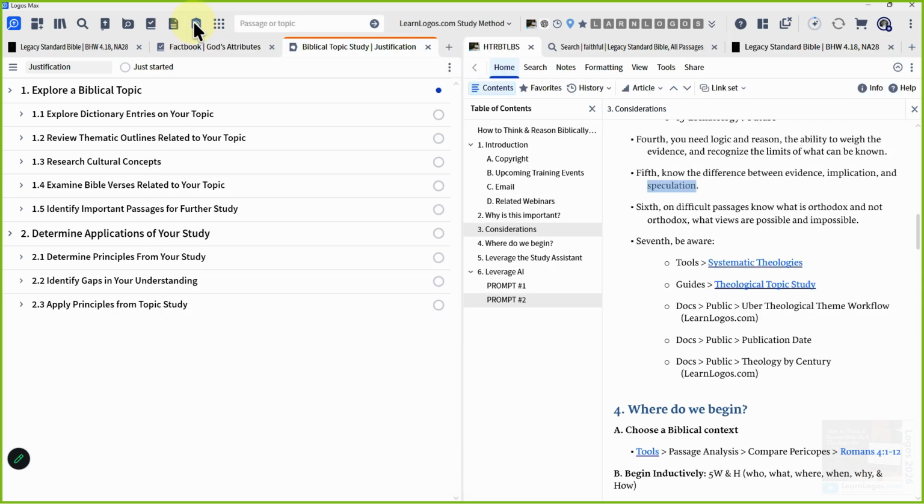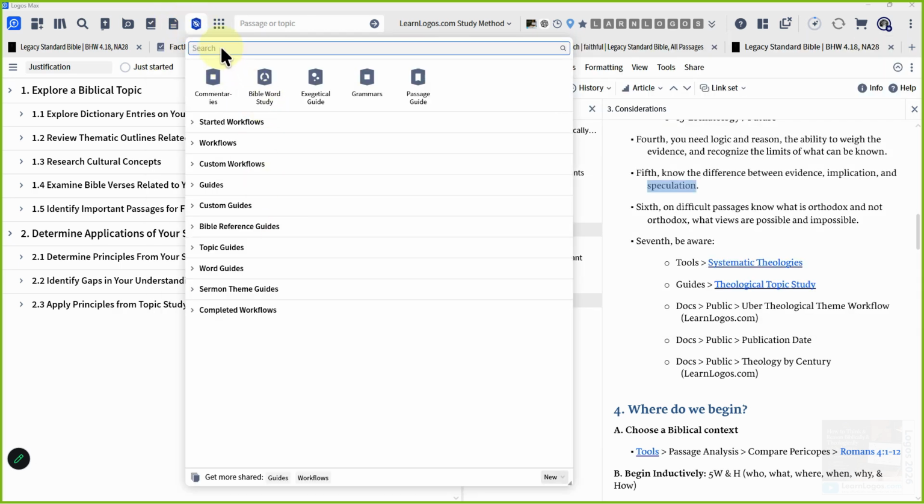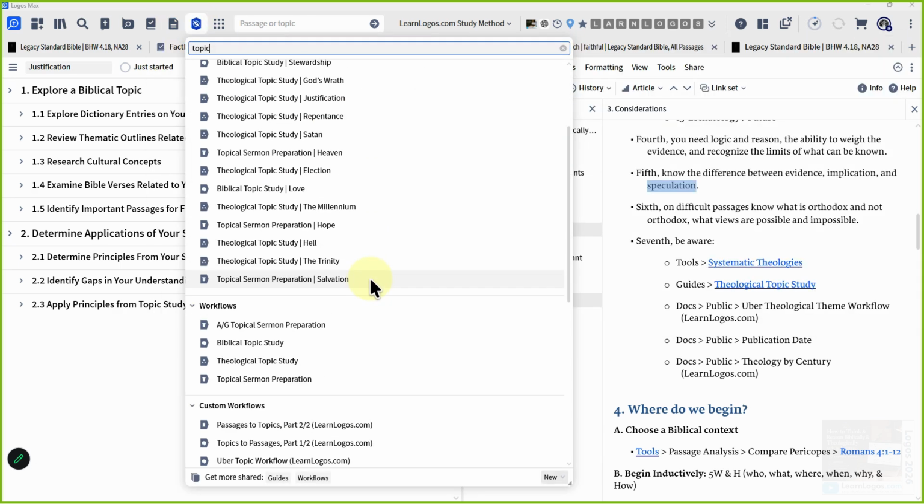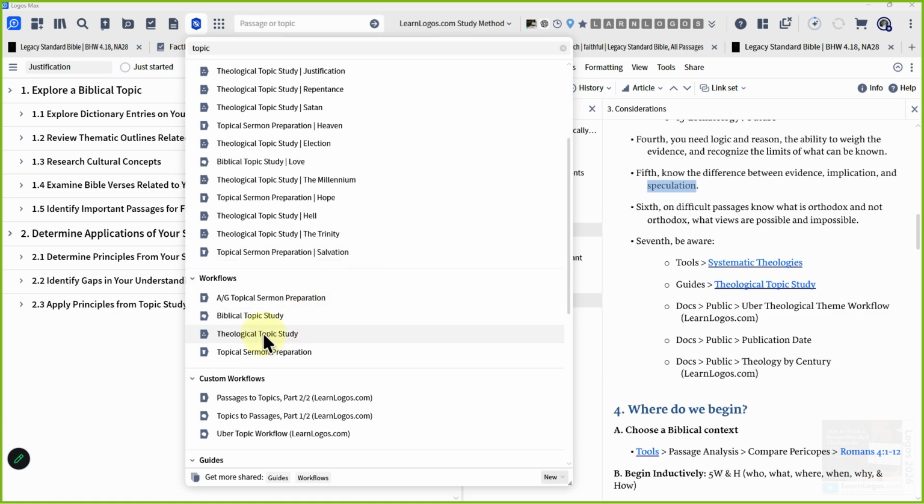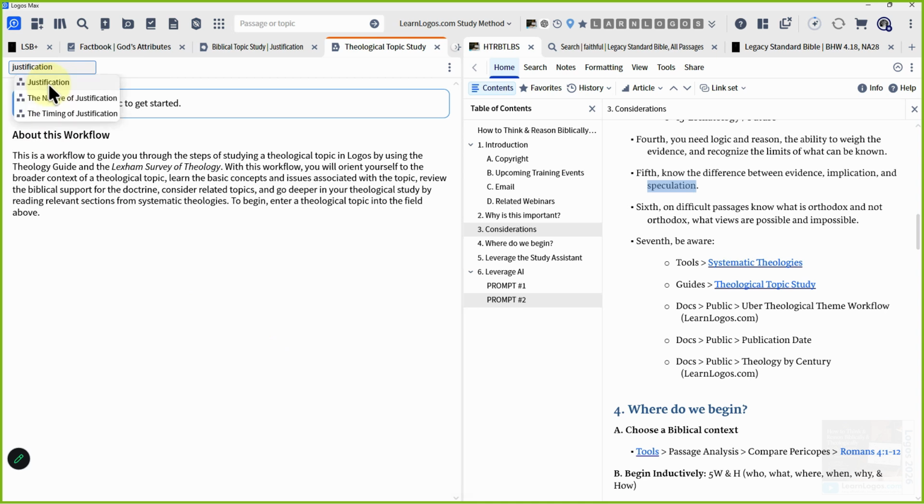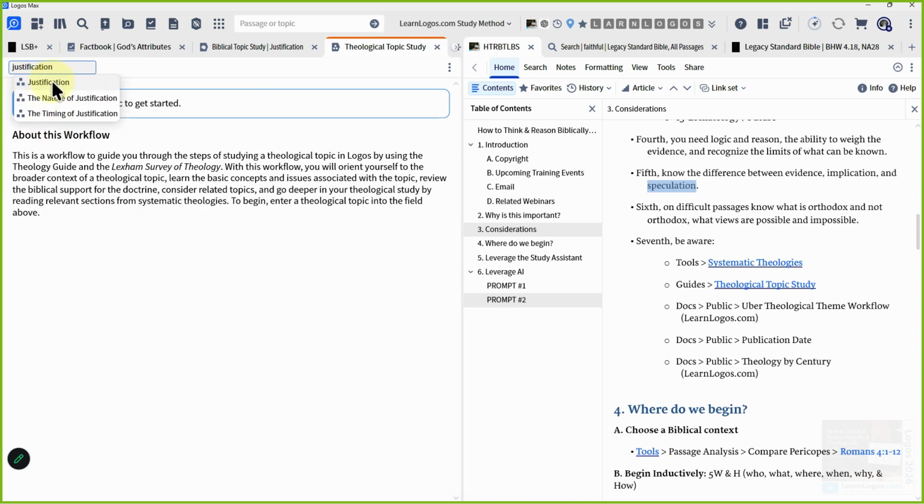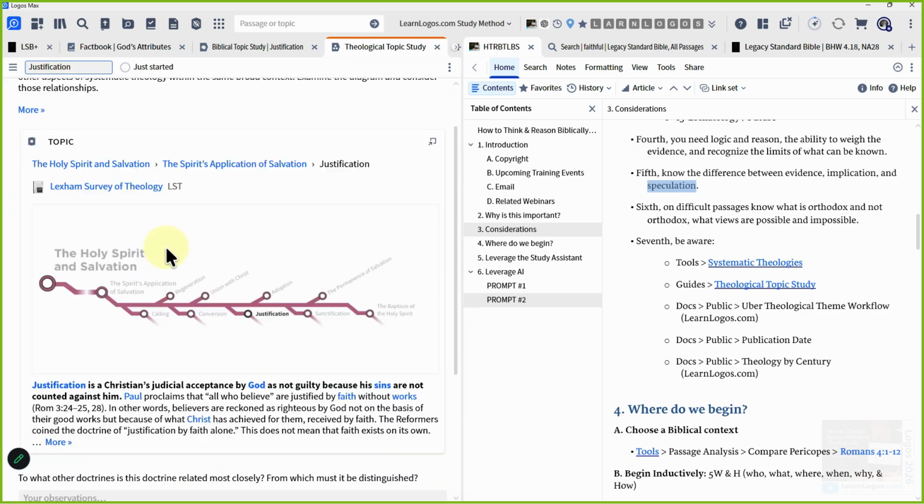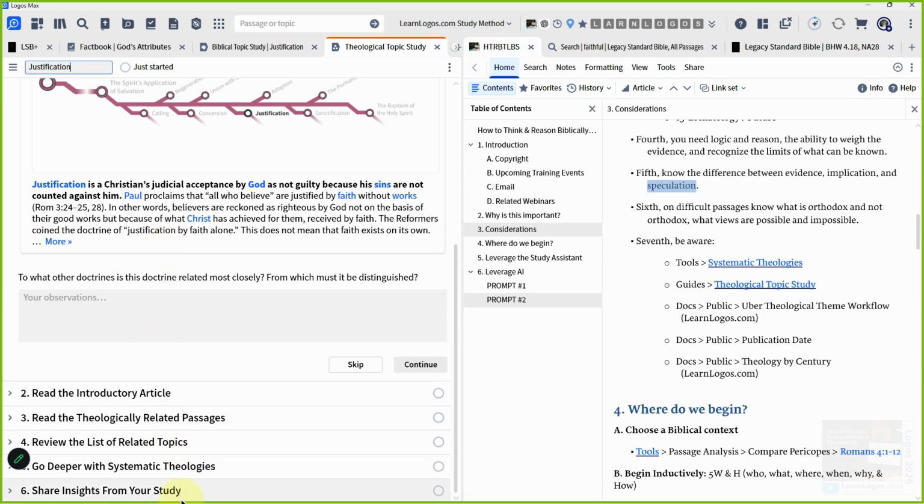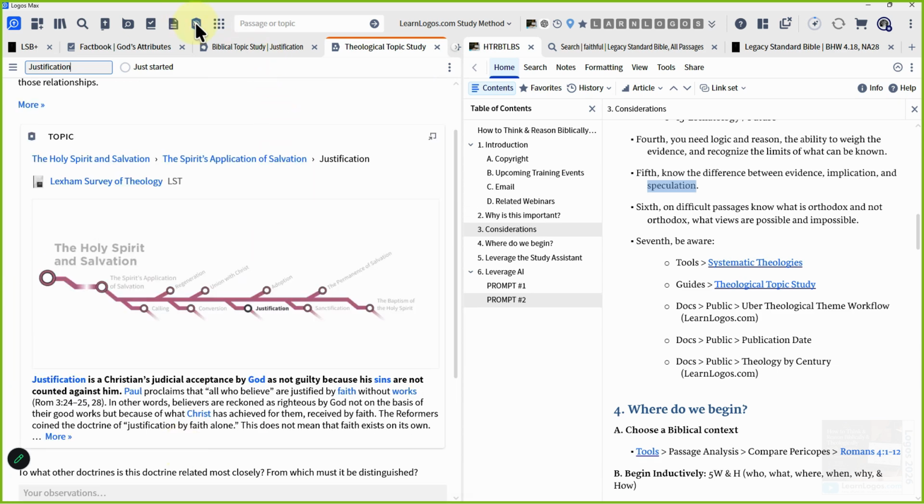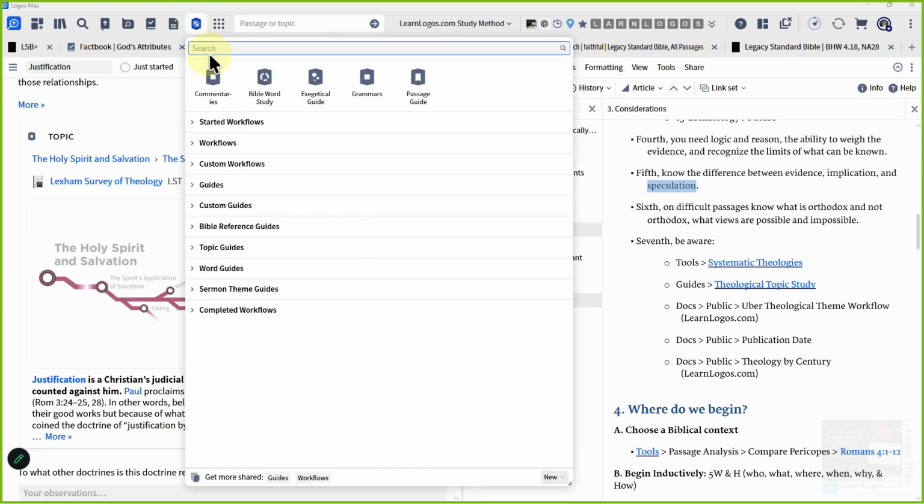All right. The other one, let's go back to guides here. And again, we'll type in topic, scroll down. We can go to theological topical study. And again, put in our theological topic, and if something shows up in the list with those 3 dots and press enter, we now have a quick overview. These are really helpful in just overviewing information.